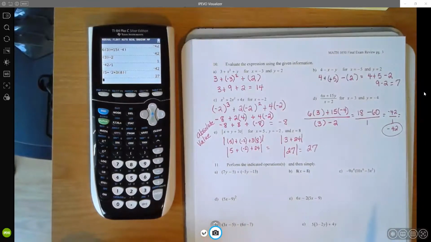I'm going to stop this one right here because of the time issues, I'd like to keep these short. So this is problems 9 and 10. I hope this was helpful.